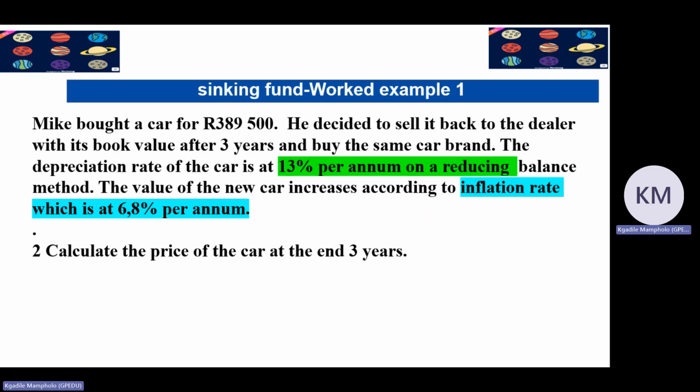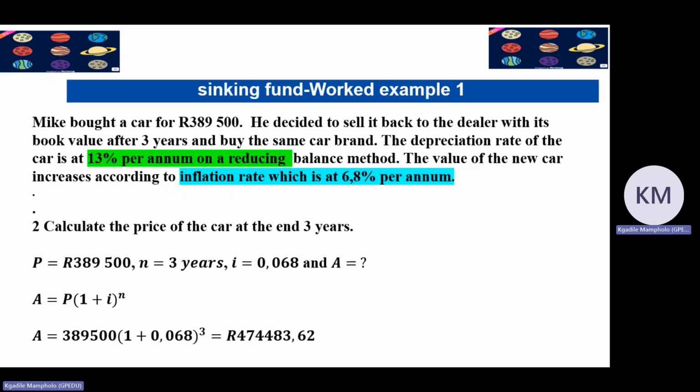Calculate the price of the car at the end of 3 years. So obviously, when you talk about the price of the new car at the end of the 3 years, inflation will be considered. And inflation is always compound interest. There's no inflation of a simple interest. So P is still the same, N is still 3 years. I will be the appreciation rate, or the increasing rate. So the inflation is always a compound interest. Then you substitute into the compound interest formula.